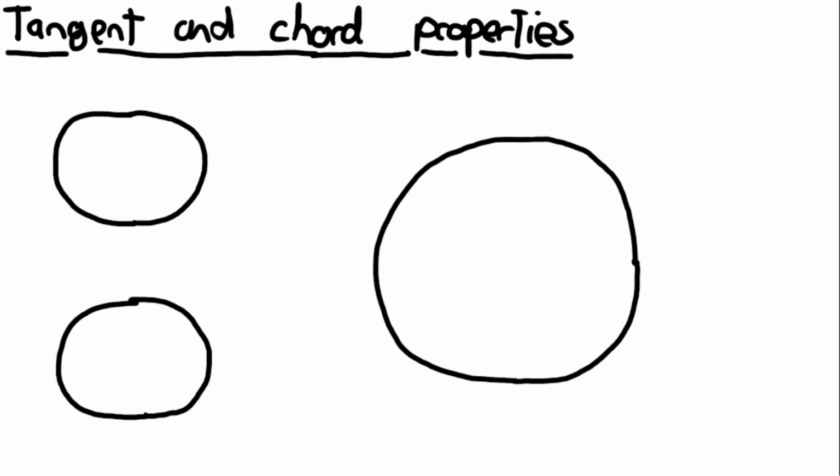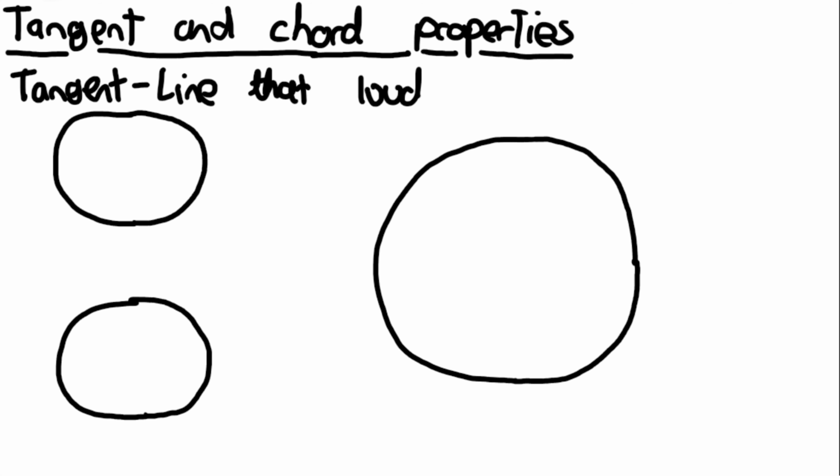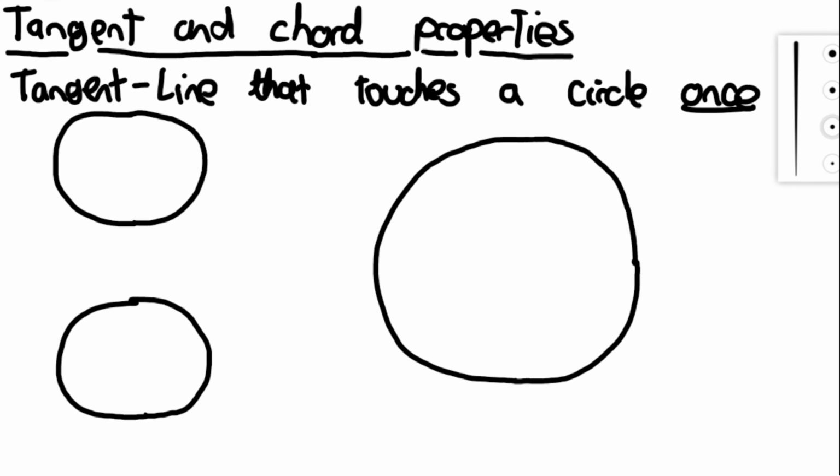So this video is on tangents and chords. So let's start with a tangent. So a tangent is a line that touches a circle once. So let's see a couple examples of this.